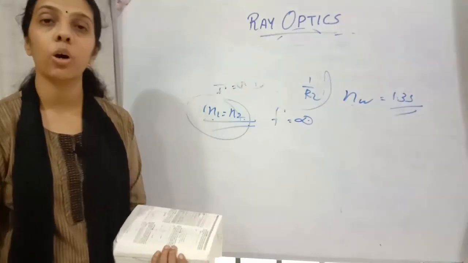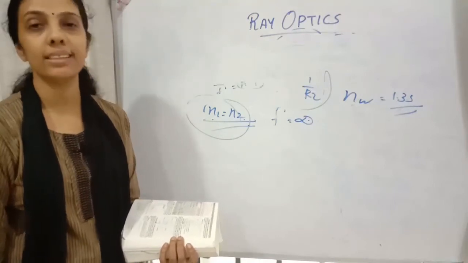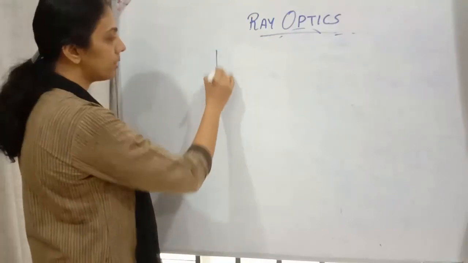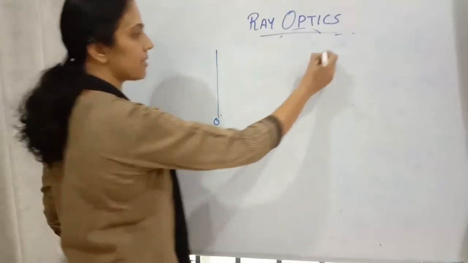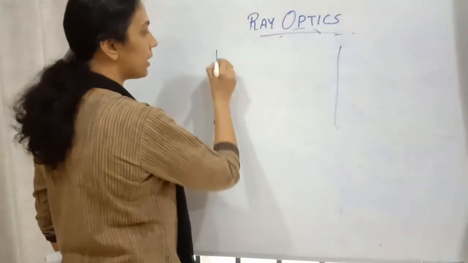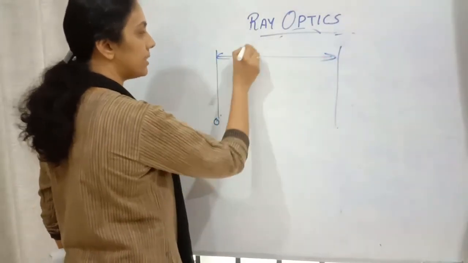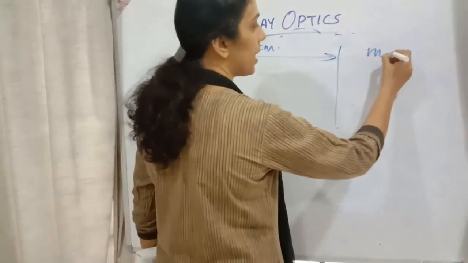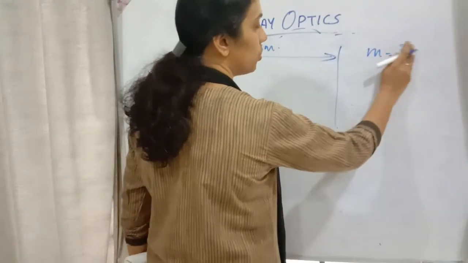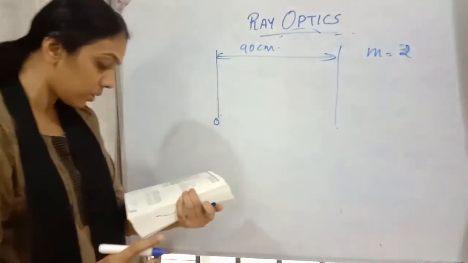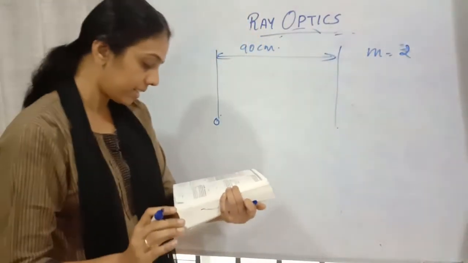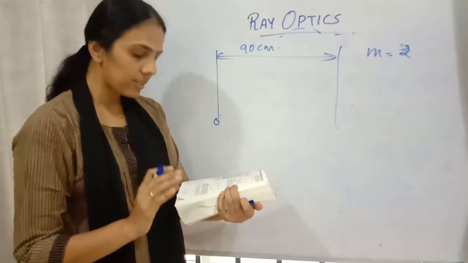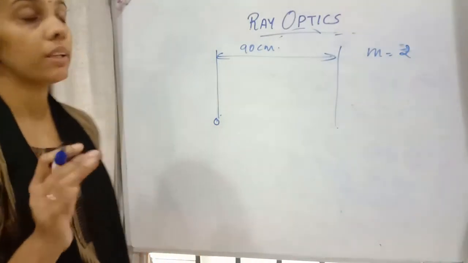And the screen and the object are at a distance of 90 centimeter. So this is the position of the object and this is the position of the screen. These are kept at a distance of 90 centimeter, and magnification is given as 2. We should find out which lens is used and the nature of the lens.